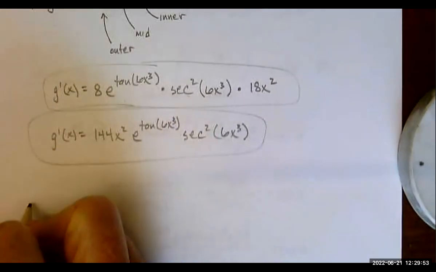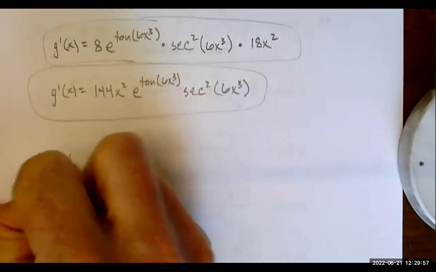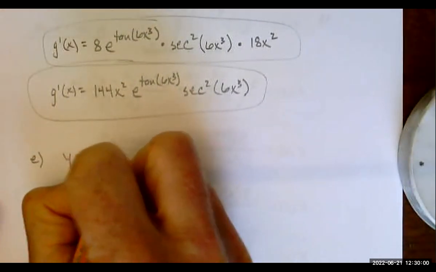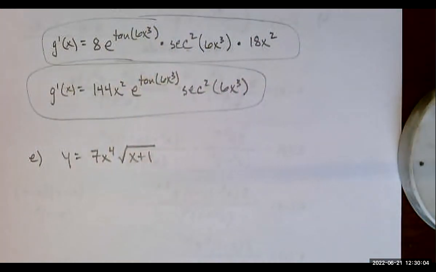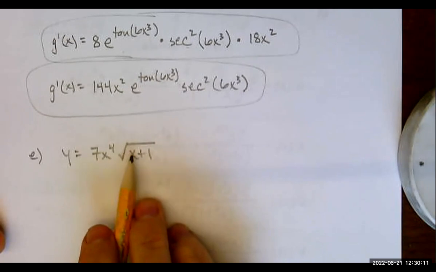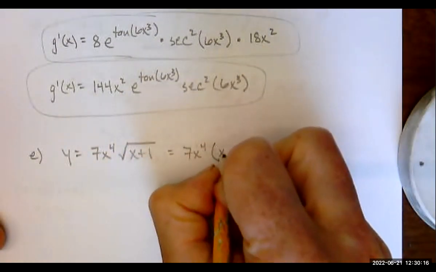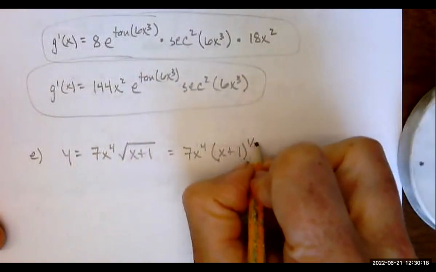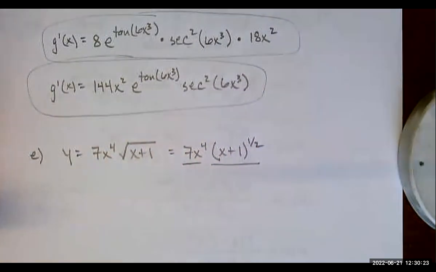Okay, we got one more. y equals 7x to the 4th square root x plus 1. Couple things before we get started. First, we want to notice there's a product. Second, the square root, I'm going to rewrite that as 7x to the 4th times (x plus 1) to the 1/2. And now I can see my product rule. Well, I guess I could already, but now I've really got it set up.